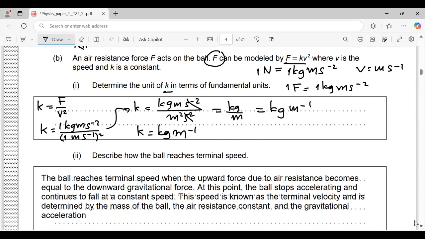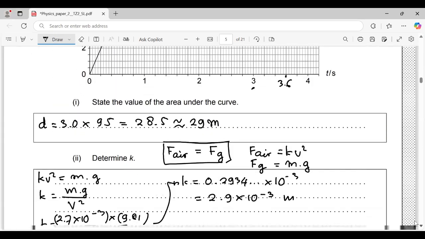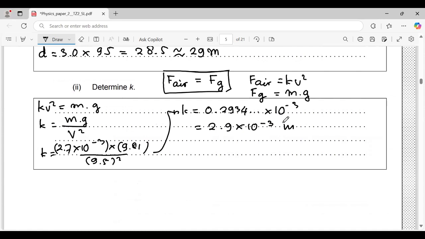Kilogram per meter. K is kilogram per meter, kg m power minus 1. That is K.